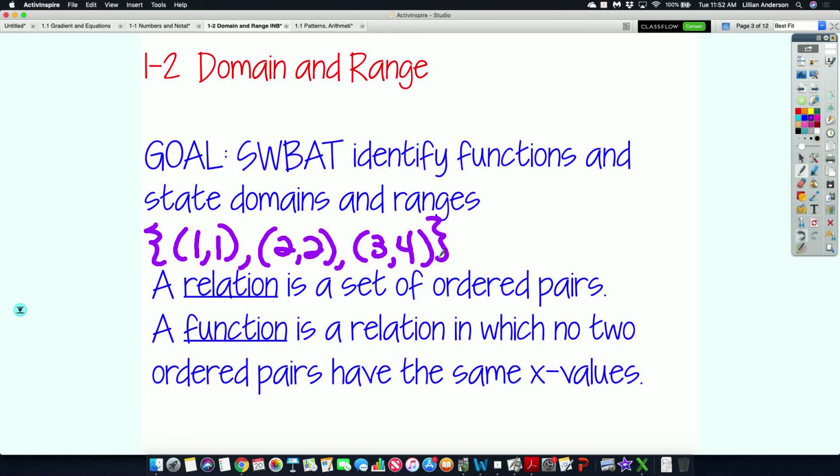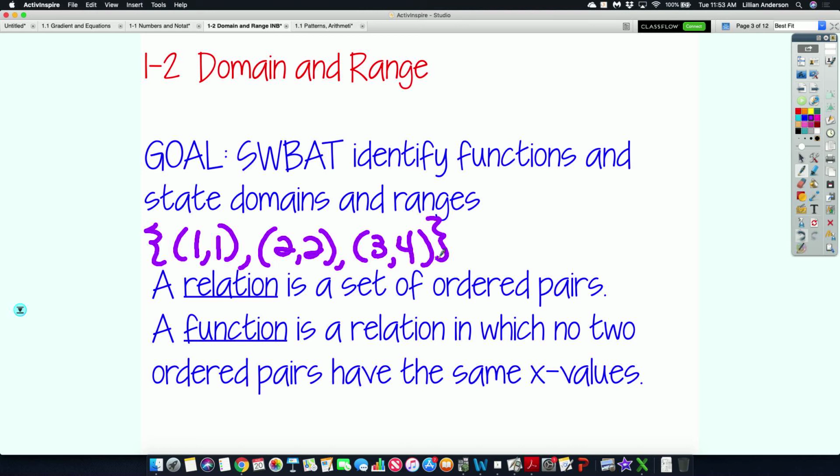Now what makes that relation a function is if it has no two ordered pairs that have the same x value. Okay? So when you look at this example that I gave in the purple, (1, 1), (2, 2), and (3, 4), this would be an example of a function because none of the x values repeat themselves. Okay? So then that's how you can tell the difference between something that is a function versus something that is a relation. So today when we're doing domain and range, I'm also going to ask is this a function? And you'll be able to look and say, okay, do the x values repeat themselves? If they do, then it's not a function. If they don't, then it is a function.